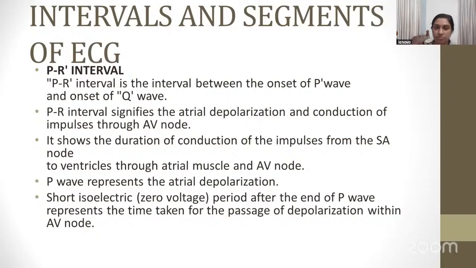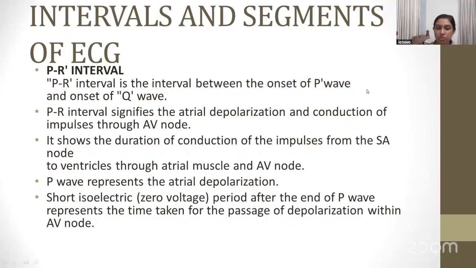Now coming to the intervals and segments of ECG. First is the PR interval. The PR interval is between the onset of the P wave and onset of Q wave. Between the onset of P wave and onset of Q wave is the PR interval. And it signifies the atrial depolarization and conduction of the impulses via the AV node. It shows the duration of conduction of impulses from the SA node to the ventricles via the atrial muscle and the AV node.